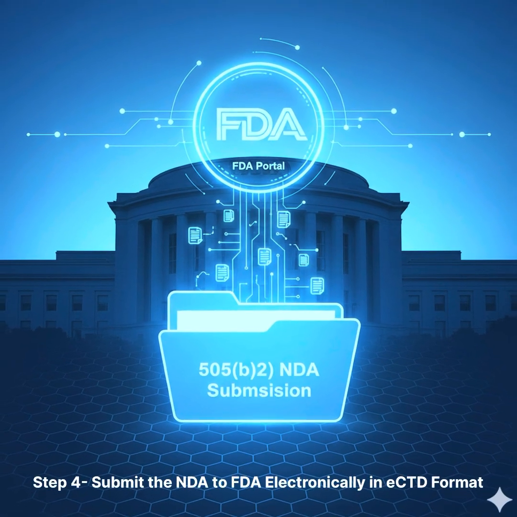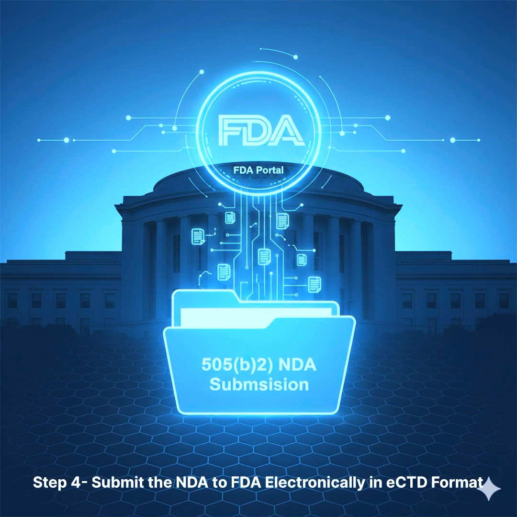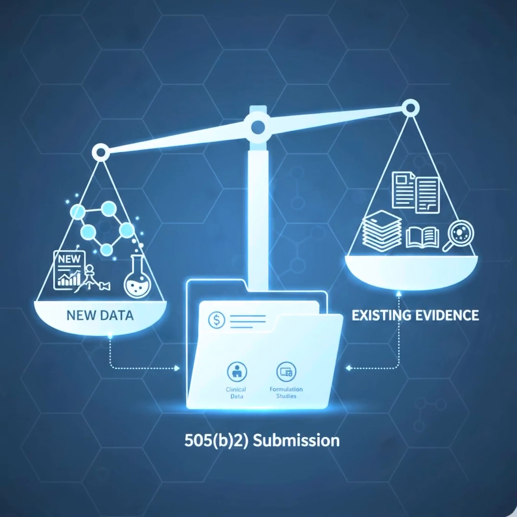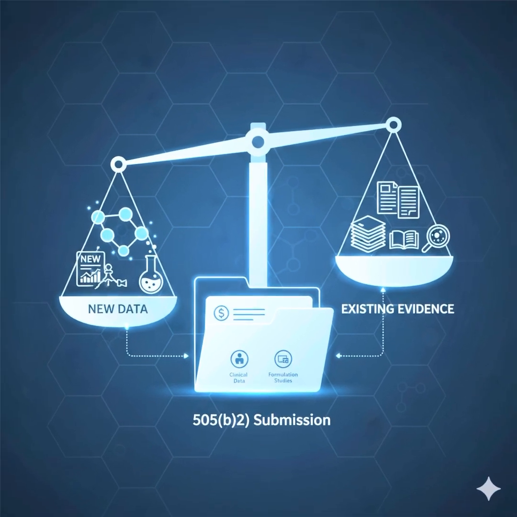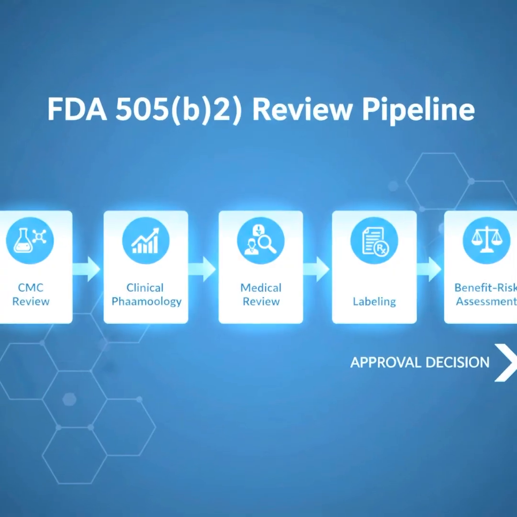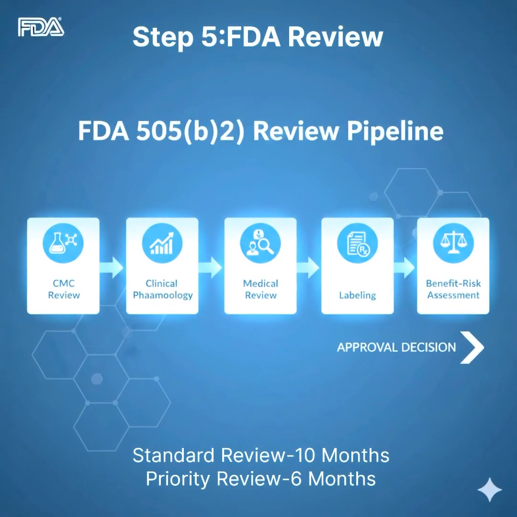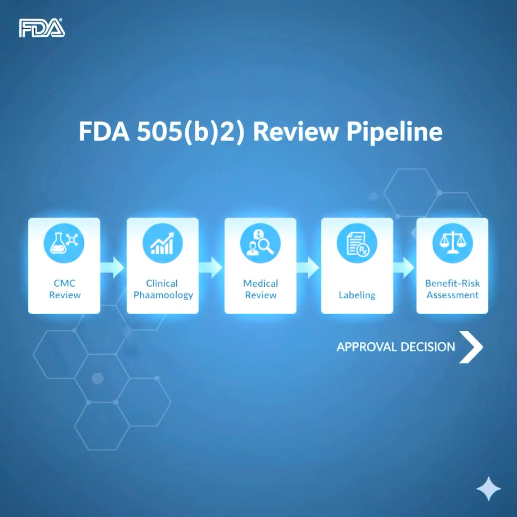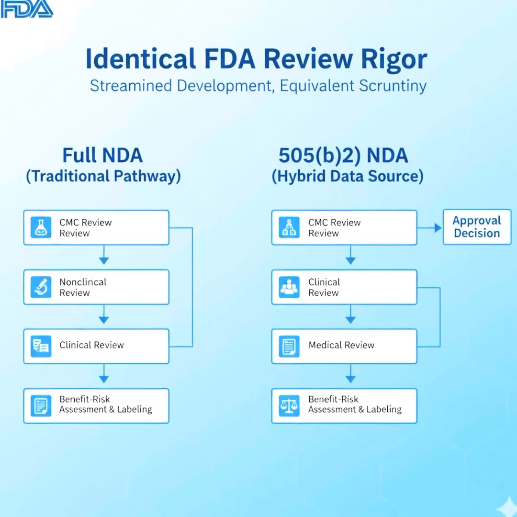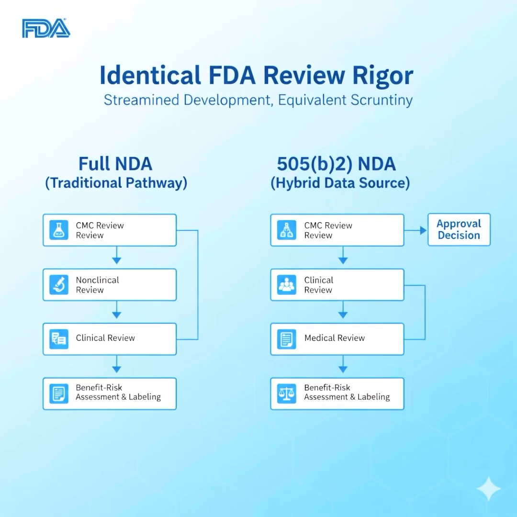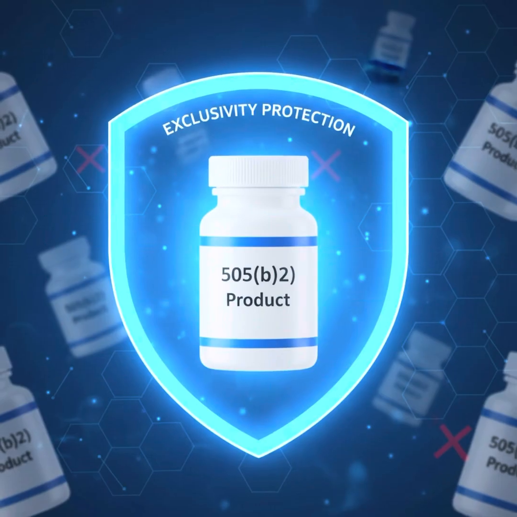Step 4. Submit the NDA. The sponsor submits the NDA, but because this is 505(b)(2), much of the safety and efficacy evidence is borrowed from previous approvals. FDA reviews it just like a standard NDA, checking quality, safety, efficacy, labeling, risk-benefit profile. Review time is usually 10 months standard, 6 months priority.